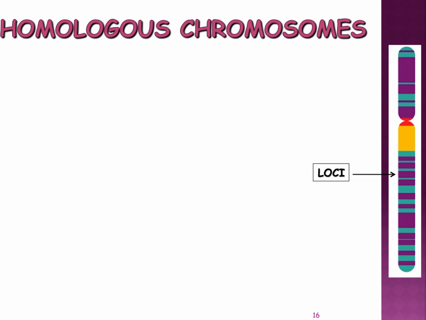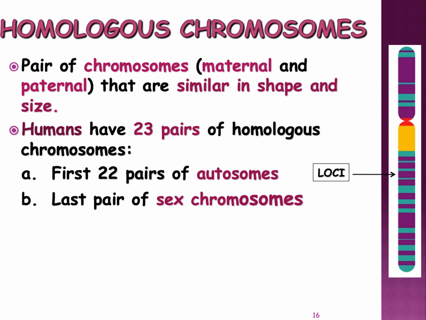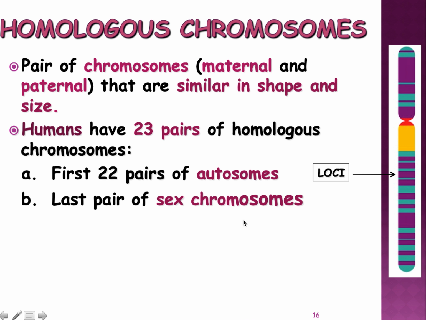Okay, let me move forward a little bit. So humans have 23 pairs of homologous chromosomes. We have autosomes, which code for all the cells and traits of our body. The first 22 pairs are autosomes. The last pair are our sex chromosomes, so that's XX and XY. Okay, and what is this talking about here?